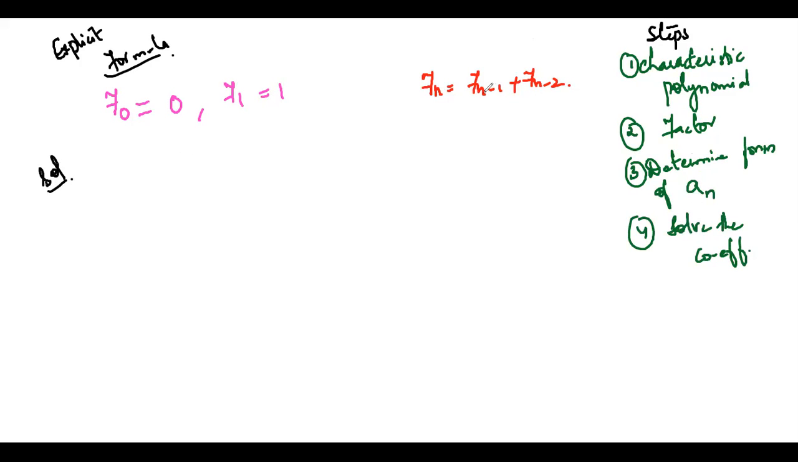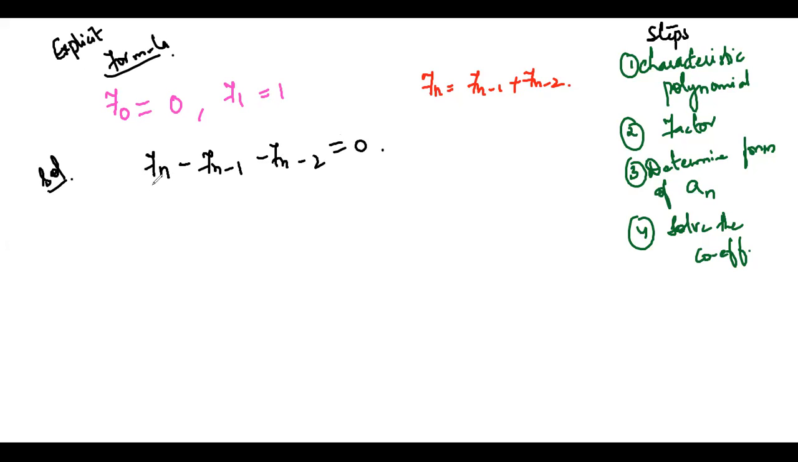If we have fn is equal to fn minus 1 plus fn minus 2, take all these terms to the other side and make it equal to 0. So fn minus fn minus 1 minus fn minus 2 is equal to 0. After that, you have to create a characteristic equation or characteristic polynomial. How do we create that?